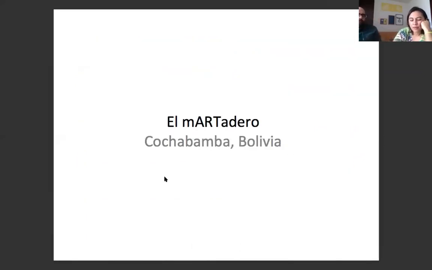Well, the other case is El Matadero. It's a very different context, but at the end of the presentation, we are going to highlight what are the things that are in common to think about this toolkit.